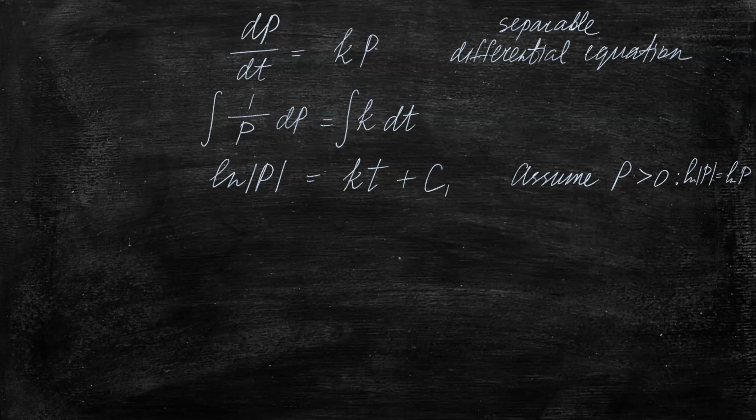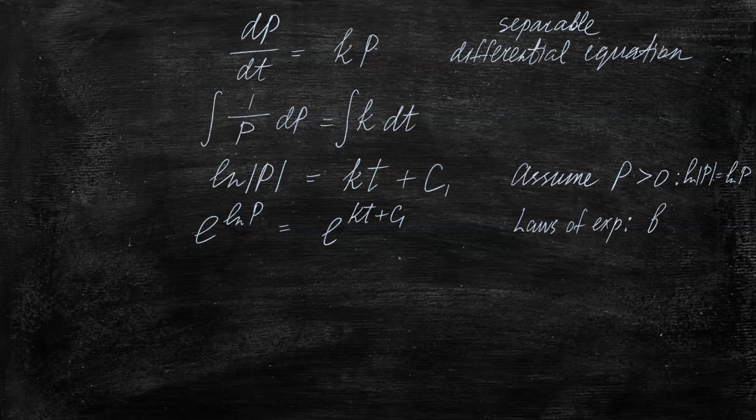So the next thing we're going to do is exponentiate both sides. So we're going to write e to the power ln p is equal to e to the power kt plus c1, but using the laws of exponents, we can bring the c1 to the front.